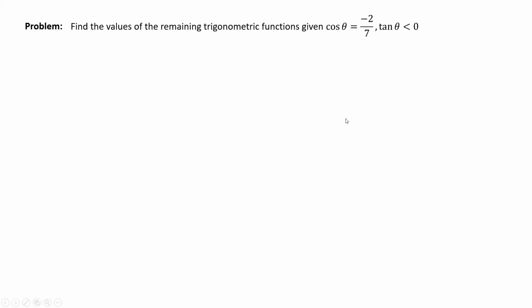But not to worry. Cosine theta is negative 2/7, so cosine is negative and tangent is negative. Where does that happen? Cosine is negative, meaning second or third quadrant. Tangent is negative, meaning second or fourth. So the intersection is the second. From the two conditions, theta is in quadrant 2, where x is negative and y is positive.